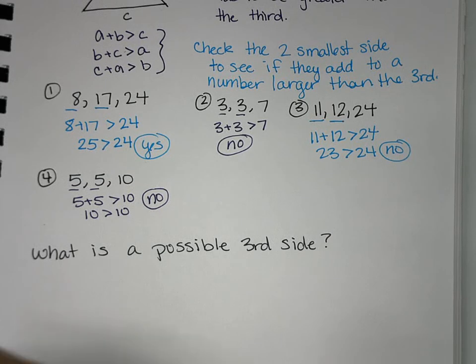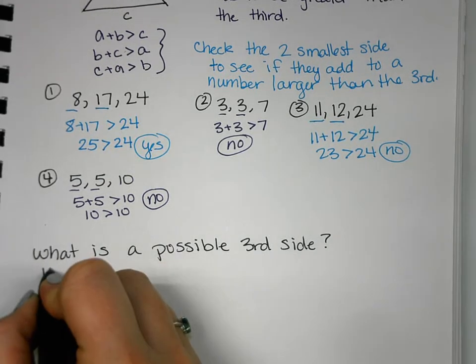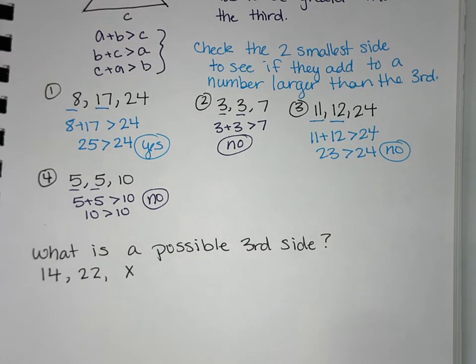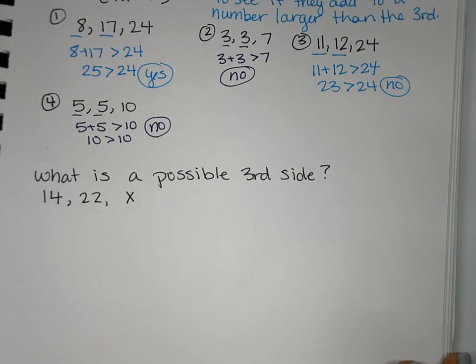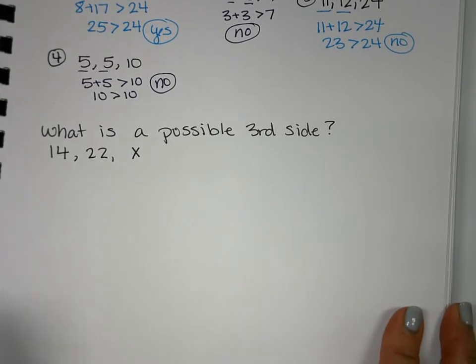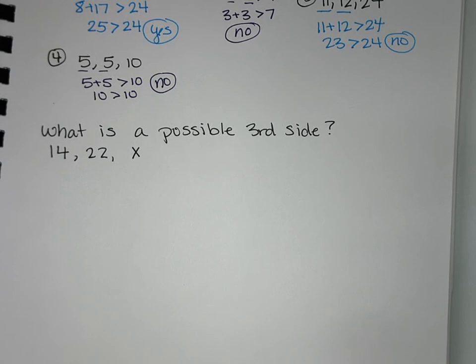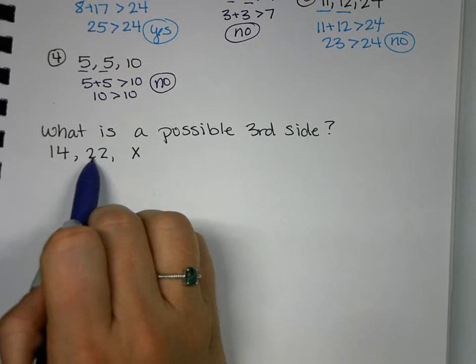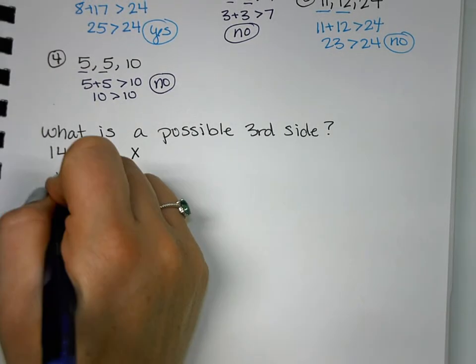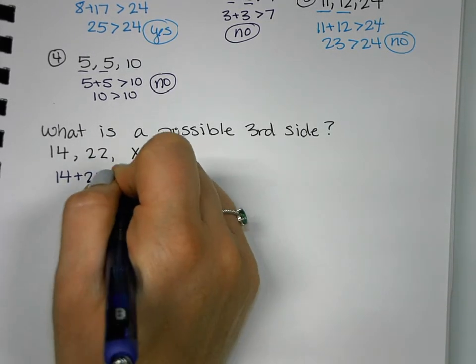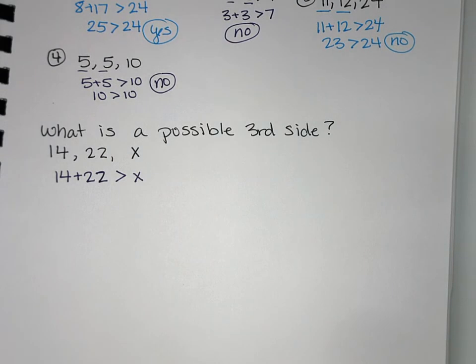You're going to take, so let's see, if I had 14 and 22 and I didn't know what the third side was. So this would be what one might look like. It'll give you two sides, but the third one, it either won't tell you, or what I would do is I would put in an x and figure out what can x be. So using this idea that I know these two sides, if they were the smallest, I would have to be able to add them together and get a number that's bigger than whatever that third side is.